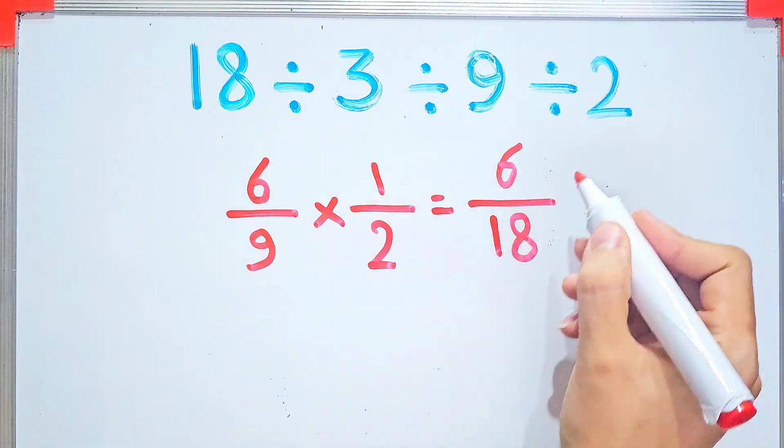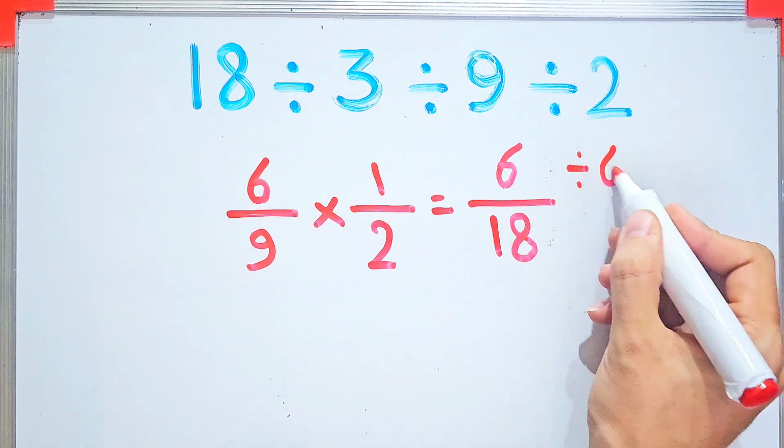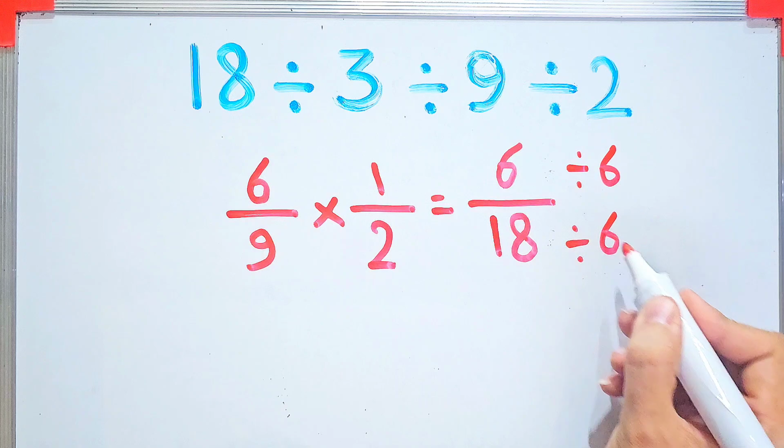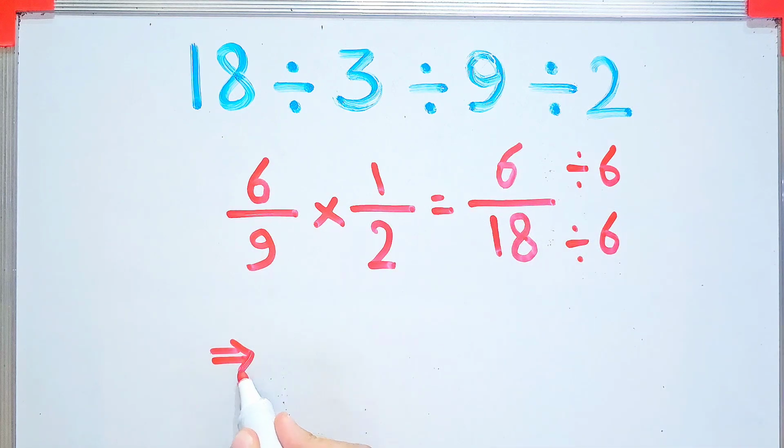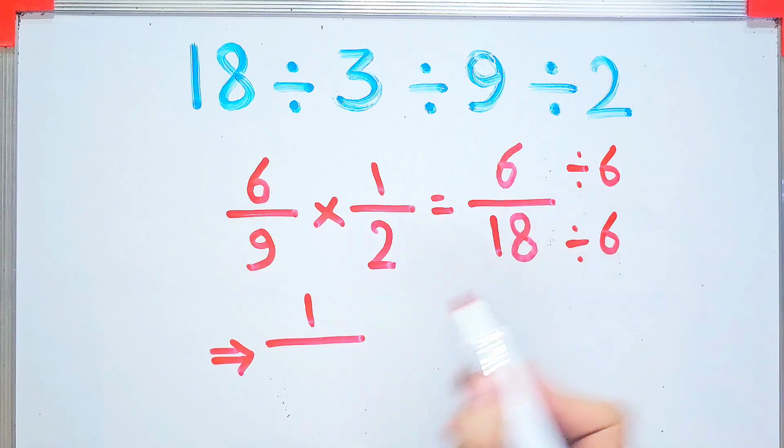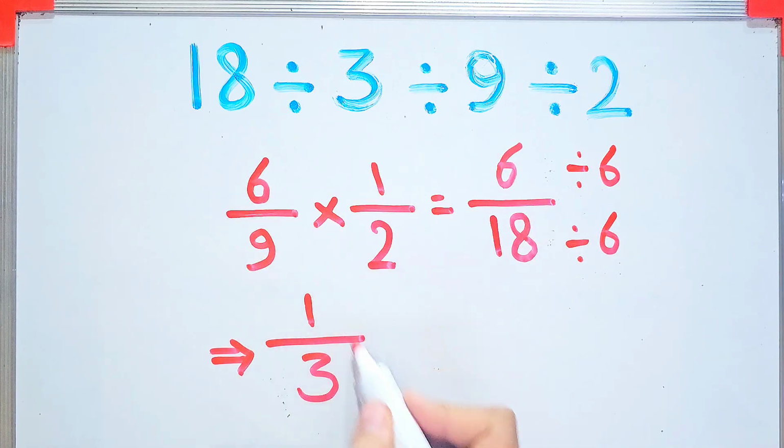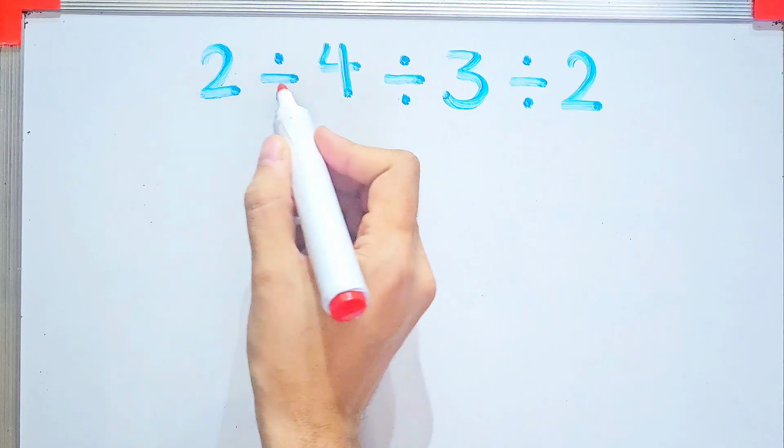Because the numerator and the denominator are divisible by 6, we divide both by 6. 6 divided by 6 equals 1 and 18 divided by 6 equals 3. And we get the final answer of this question. If you're ready, let's solve another question.